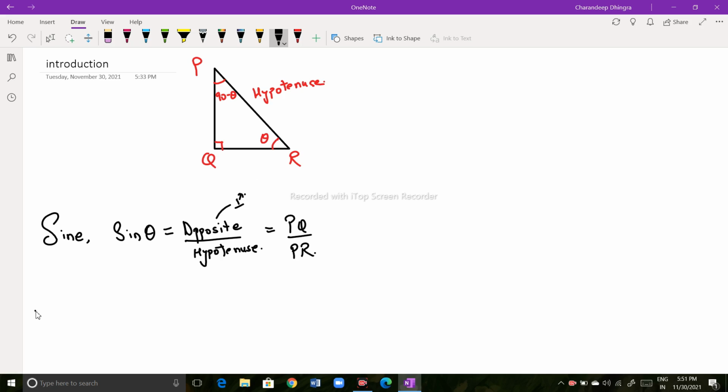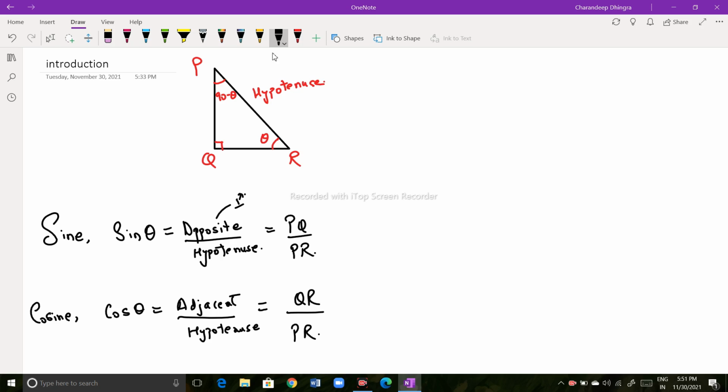The second function is cosine. We'll always write this as cos of theta, and this is adjacent upon hypotenuse. So adjacent side is QR, the side adjacent to theta, and hypotenuse is PR. So again, in some books, instead of adjacent, they'll write base. Why? Because for theta, this is the base QR, and this is the perpendicular PQ, right?